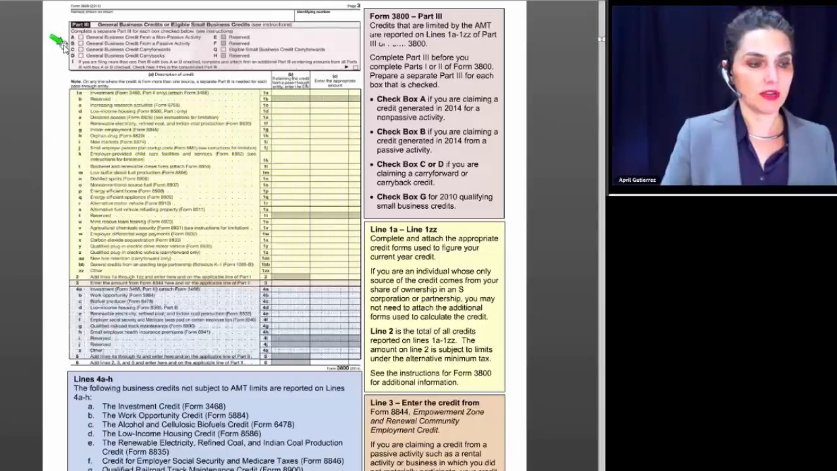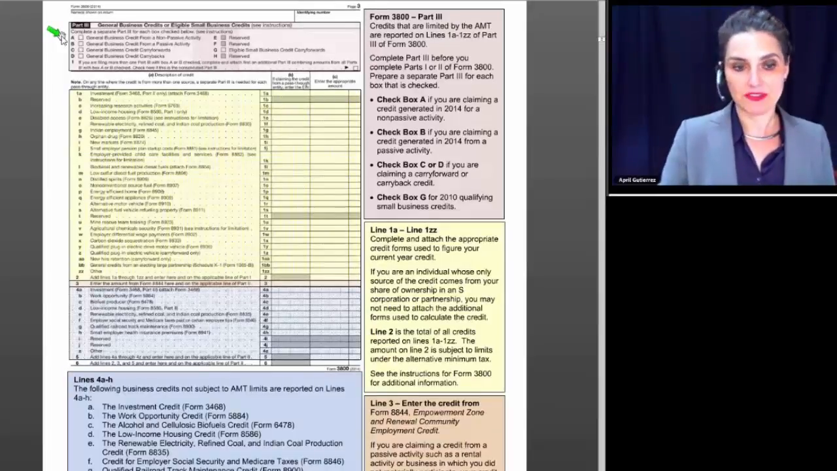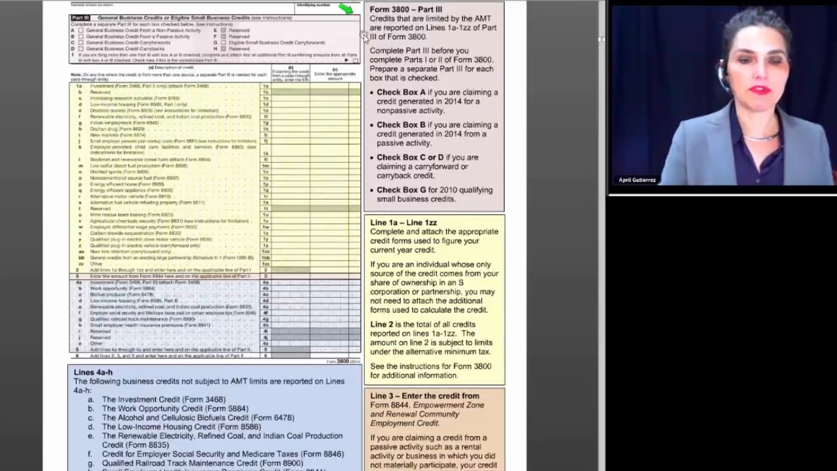So you would check box B for a passive activity and figure the passive activity credits on the form. You would then move over to the non-passive activity, figure the non-passive activity credits, and check box A of the form, and obviously fill out a different form. So credits that are limited by the AMT are reported on lines 1a through 1z. Complete Part 3 before you complete Parts 1 or 2, and prepare a separate Part 3 for each box that is checked.